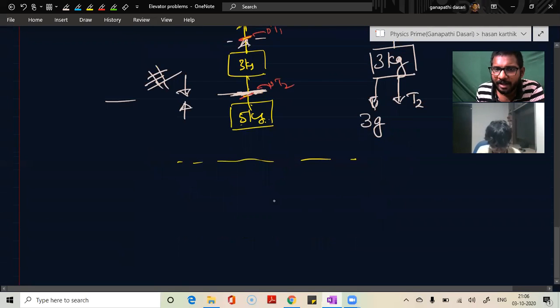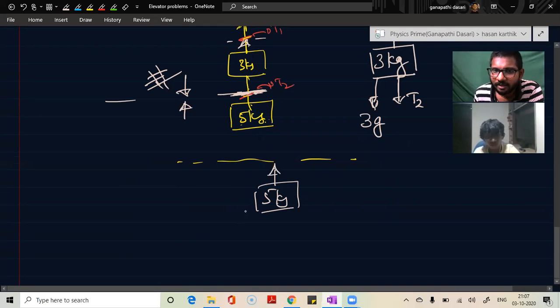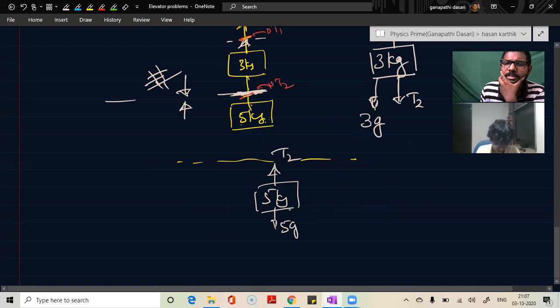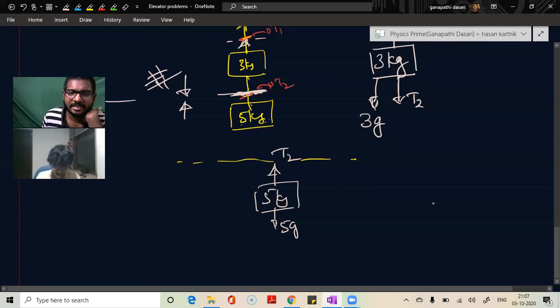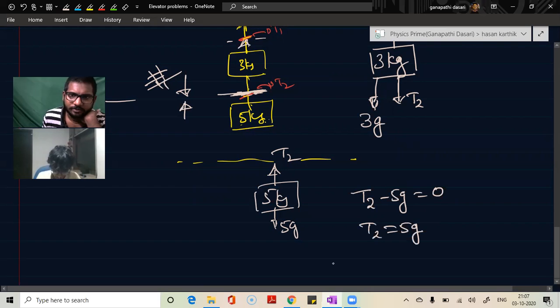Now on 5 kg, cut and pull means which direction? Upwards. 5G will be downwards. Is there any other force acting here? No, sir. So net force on this block should be what? 0, because the mass is not accelerating. Net force is equal to mass into acceleration. Then we can write T2 minus 5G is equal to 0. Then T2 is equal to 5G.